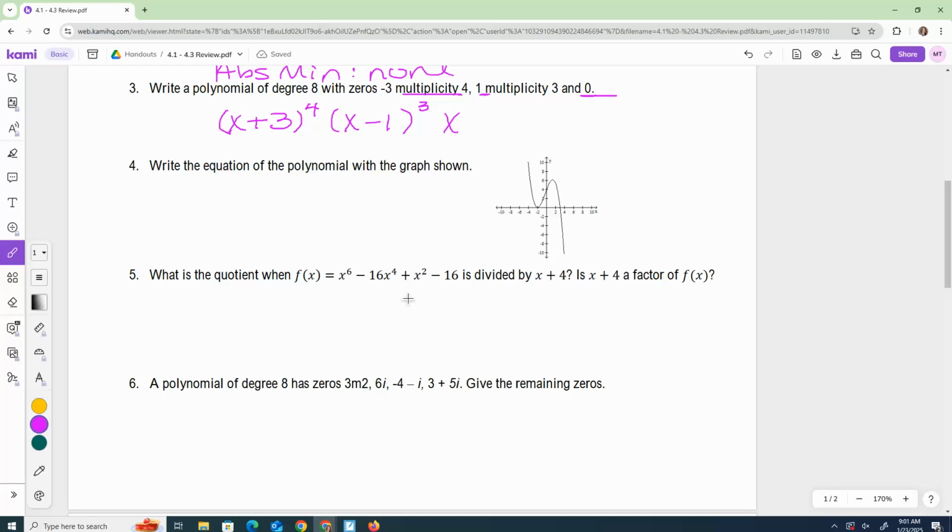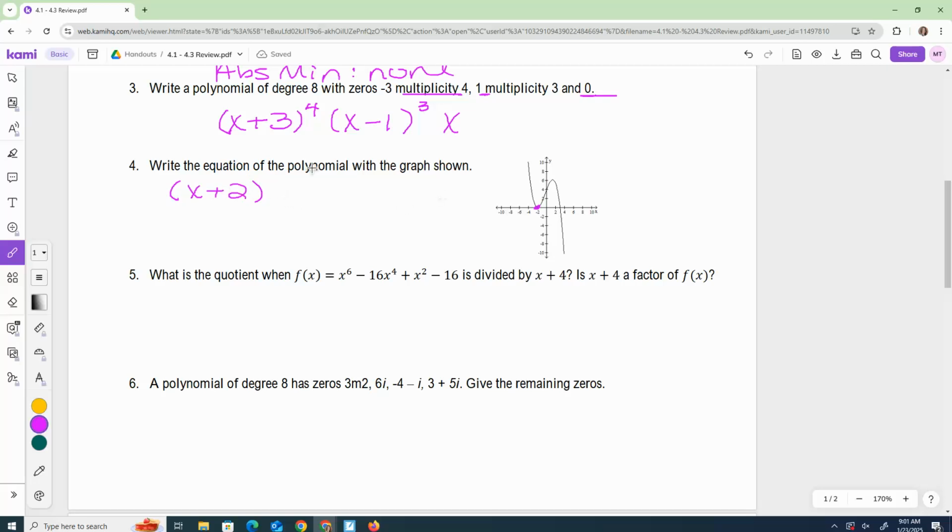Number 4 is more similar to that activity you guys did last Friday when I was gone, and we had a little bit of trouble with. So if I were trying to write an equation, first of all, we look at our zeros. We hit the axis at -2, so what would my factor be?